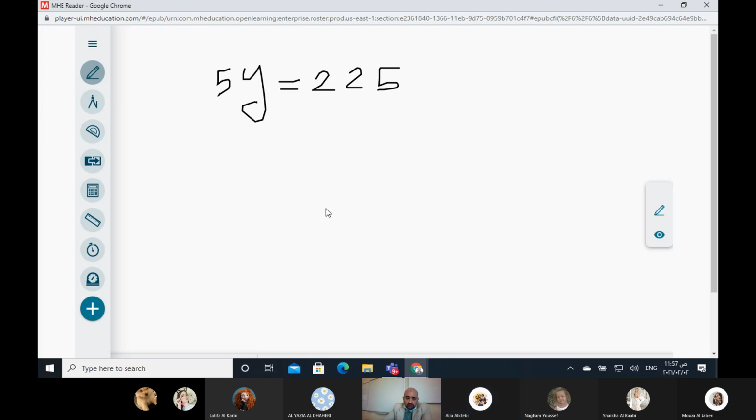Excellent, Alia, excellent. So I can remove 5 to keep y alone to know the value of y. What is the operation between 5 and y? It will be multiplication. So to remove 5, divide by the coefficient, divide by the same number. Divide here by 5 and divide here by 5. So 5y divided by 5 will be y, equal 225 divided by 5 will be 45.